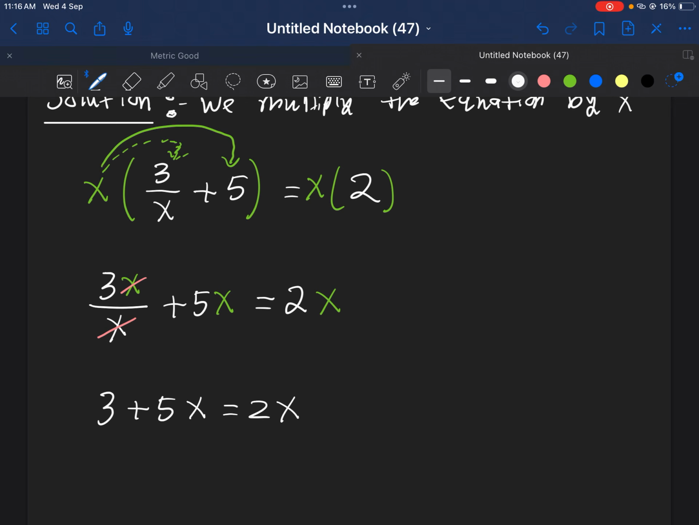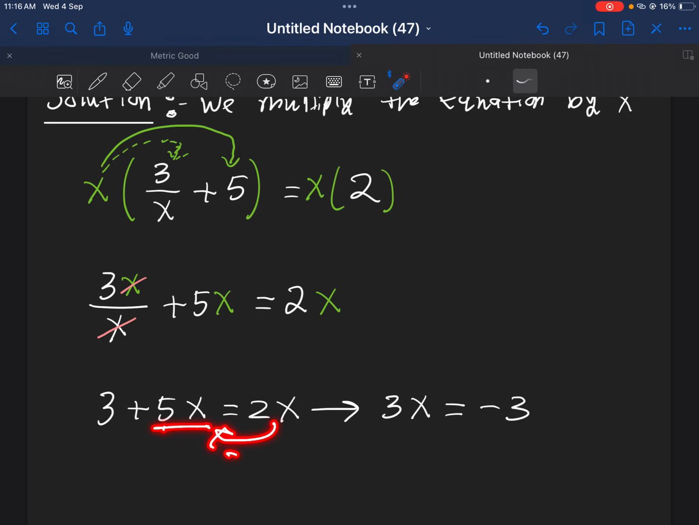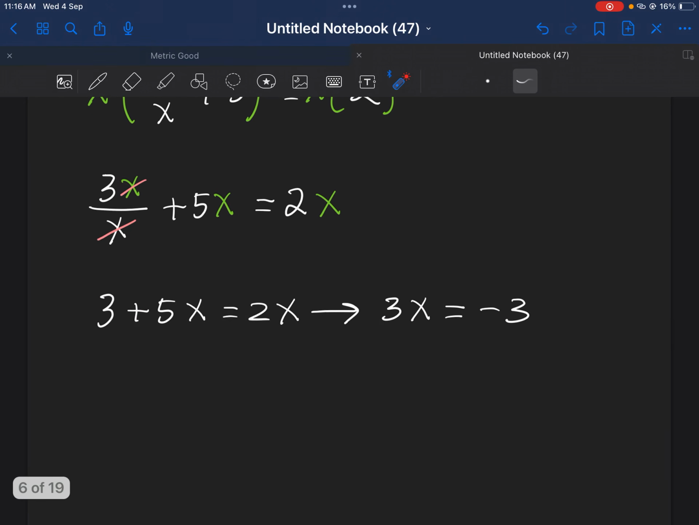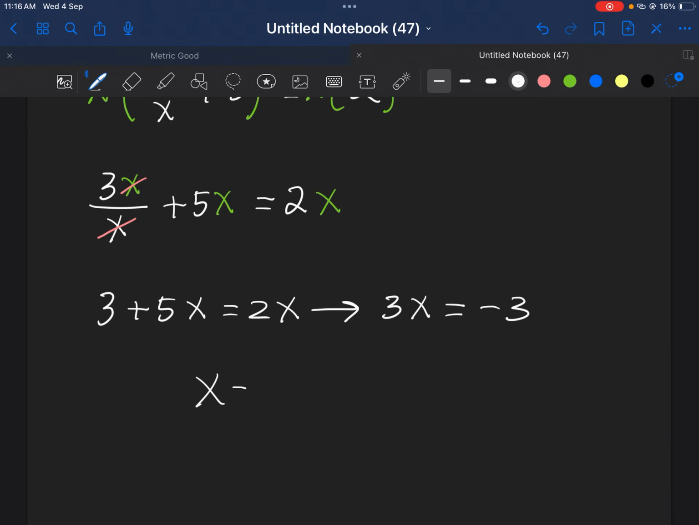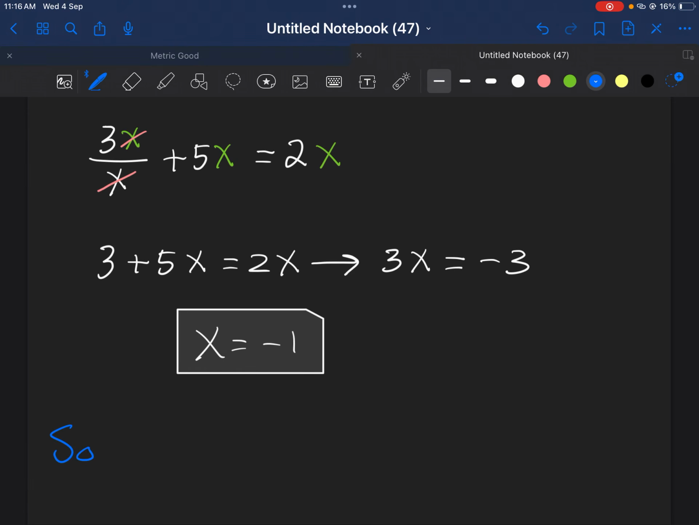Now take numbers together, variables together. If we do it a little bit quickly here, we'll get 3x on the left equal negative 3. Why do I get 3x? Because I have 5x and I will bring negative 2x to it. I will get 3x, and the 3 will just go to the other side with a negative sign. Divide by 3, x equal negative 1. And that's where we have the solution set equal to negative 1.